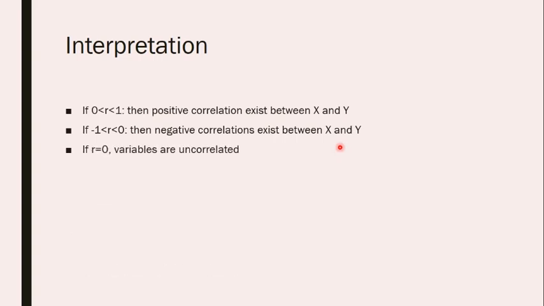One more case, this is also a possibility: if you get R is equal to 0, that means that the variables X and Y are not at all correlated. They are uncorrelated. So these are the three interpretations that you can make by finding out R. You need not even plot the graph. You can find the R and come to a conclusion regarding the relationship between X and Y. Now, that is one way of finding the correlation.